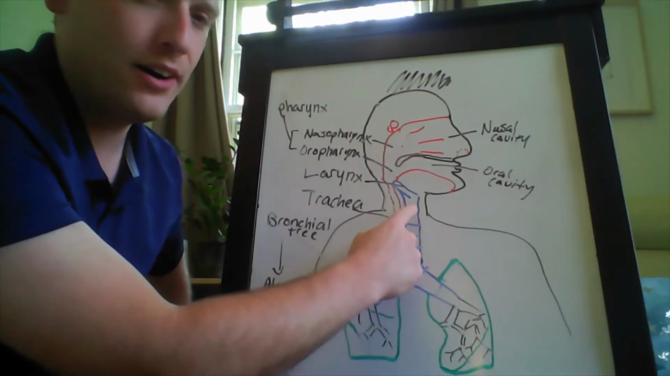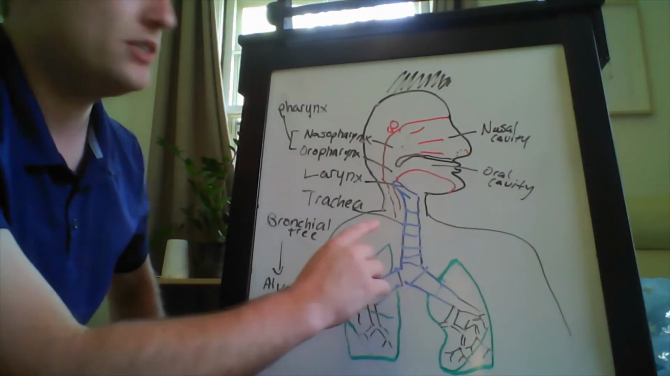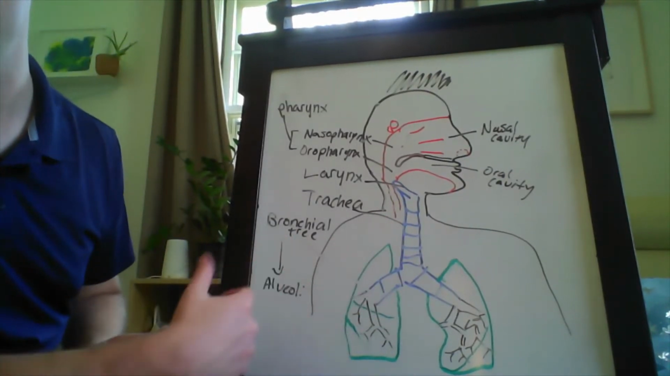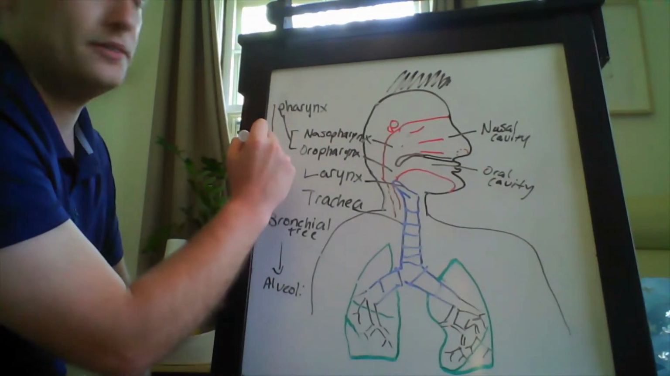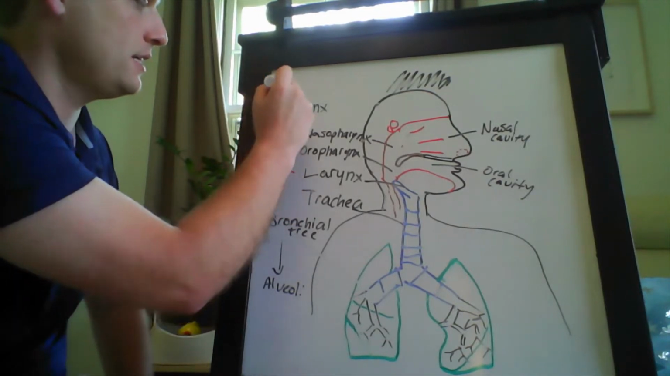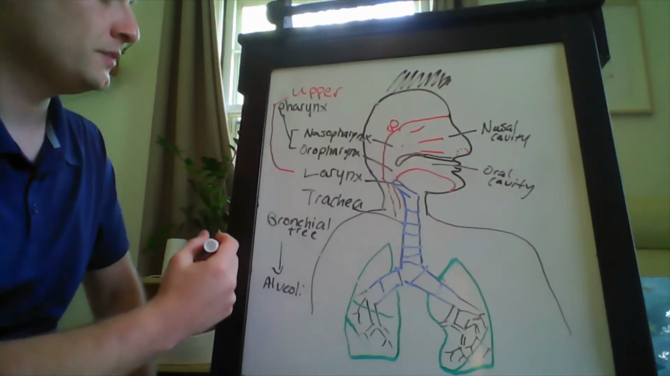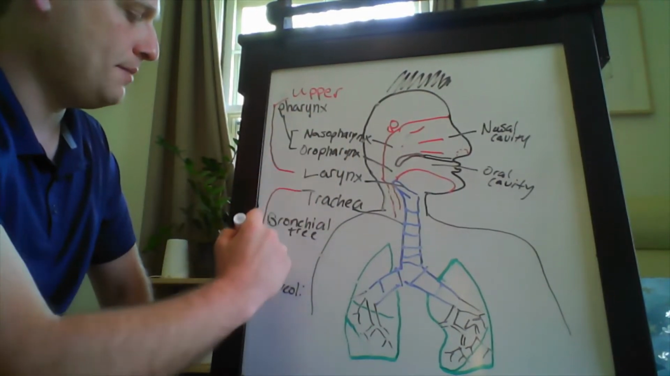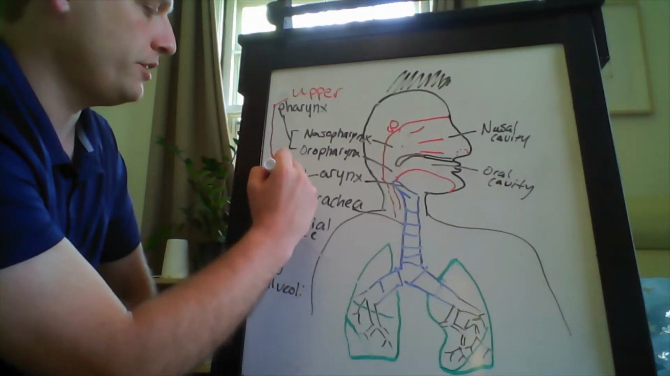Air that you breathe in is going to progress down past the trachea. Another thing I'd like to mention is that we've gone from the upper respiratory tract, which goes all the way down to the larynx. It's considered the upper respiratory tract. And the trachea and below is going to be considered the lower respiratory tract.